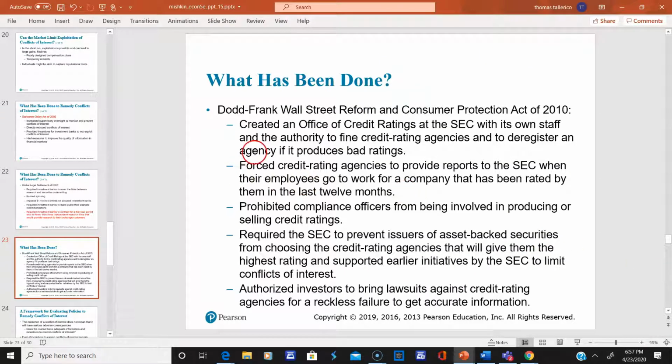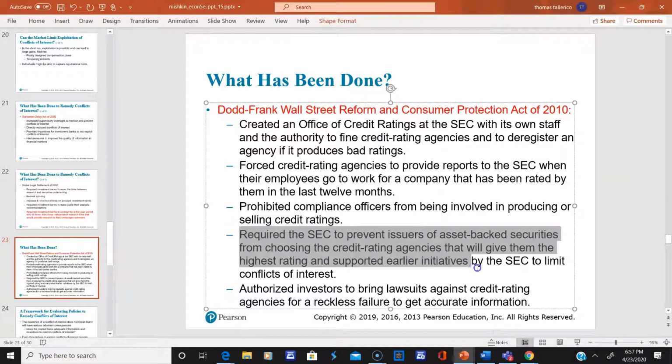So Dodd-Frank came out after the 2008 scandals, right? The mortgage crisis, and it came out in 2010. So that was the other main act, and they put a lot of pressure on the banks with compliance, and it required the SEC to prevent issuers of asset-backed securities from choosing their own credit rating agency. So this was one of the big things, to prevent Moody's and Standard and Poor's from working for them and at the same time rating their securities. So there were a lot of different things that came up with regard to all this.